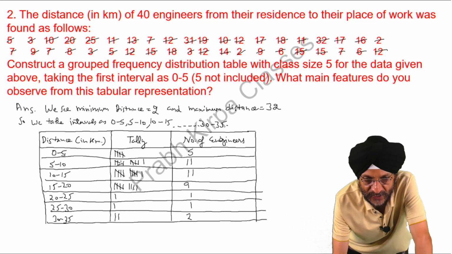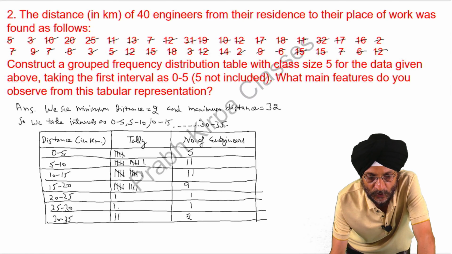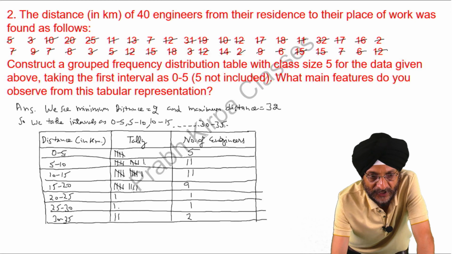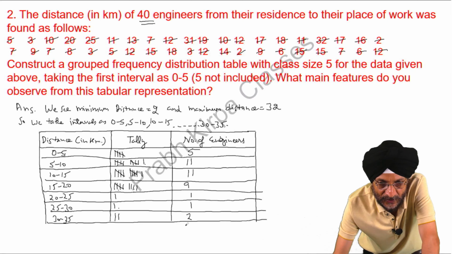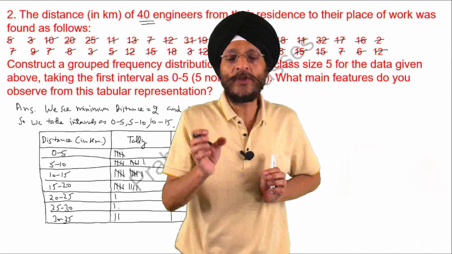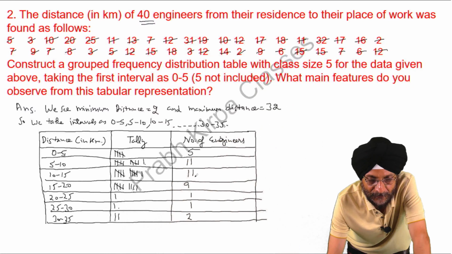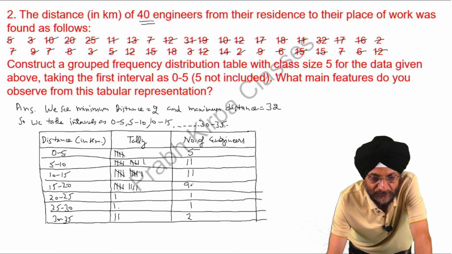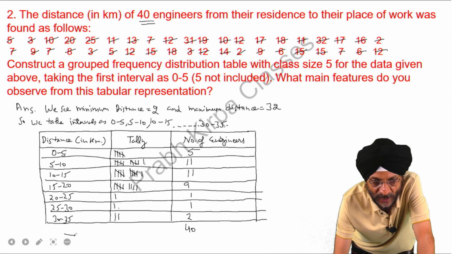Because we have to count the same. This was 5, this was 5 plus 5 plus 1, 5 plus 4, 1, 1, and 1 plus 1, 2. Here it is written that these are the 40 engineers, so we will count here also, so that we may see that we have actually counted all the engineers. 5 plus 11, 16, 27, 36, 37, 38, 38 plus 2, 40. So we have counted all the engineers.